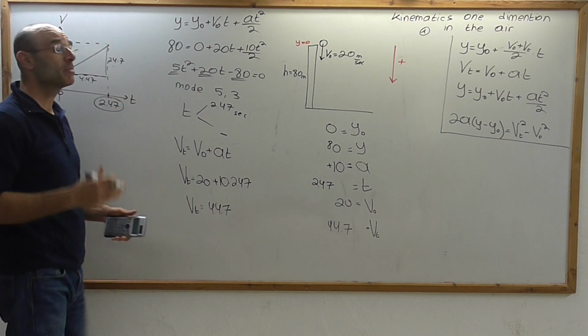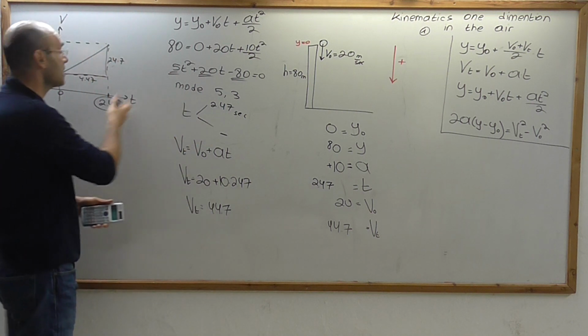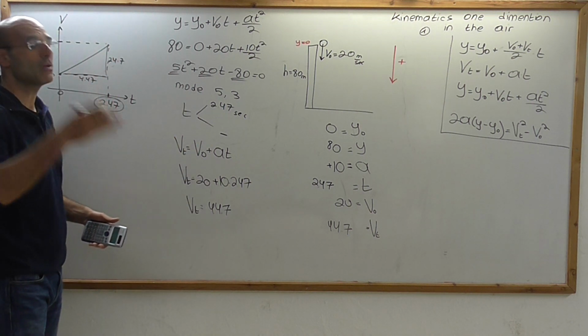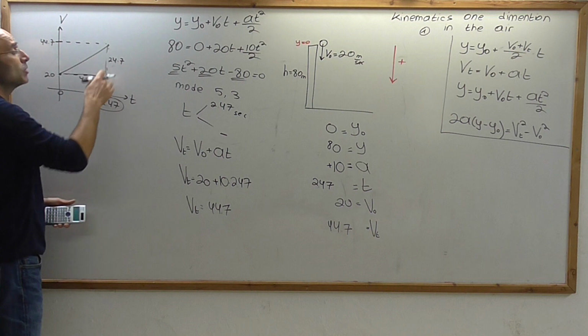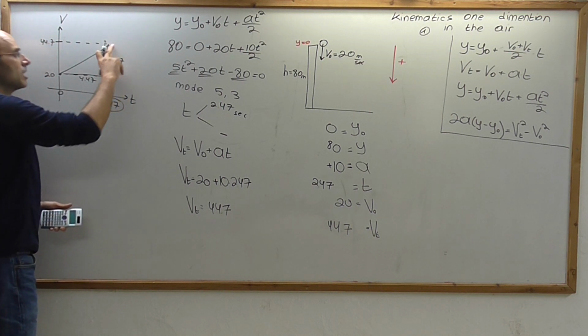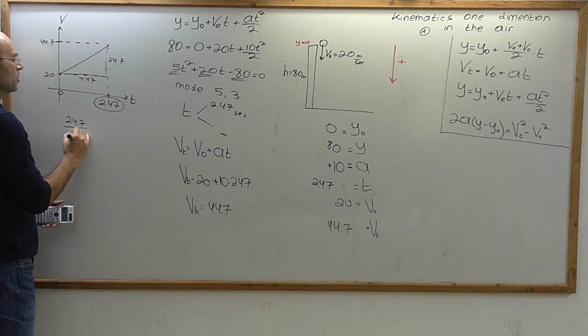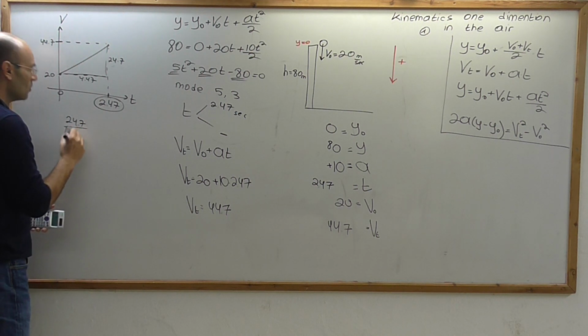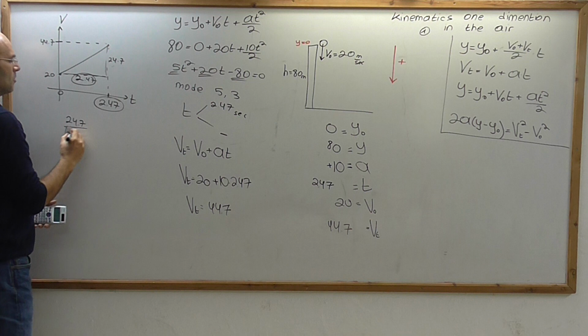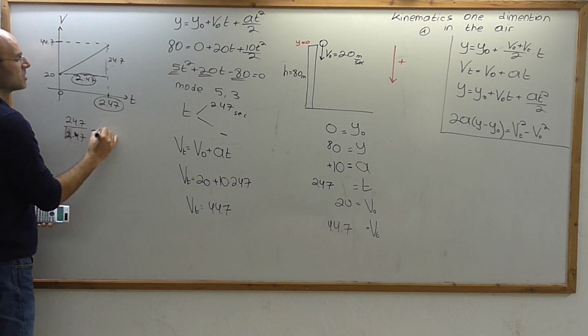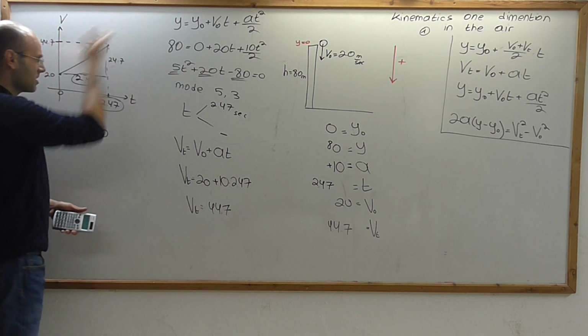But you couldn't have told me because you're sitting at home, you can't tell me what I'm doing wrong. But I found it because I have a way to check myself. Vertical over horizontal. So now 24.7 over 2.47 equals 10, which is the acceleration.